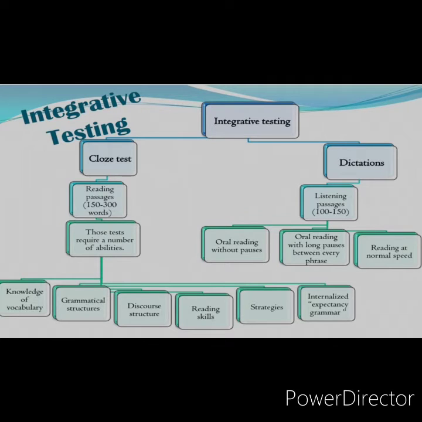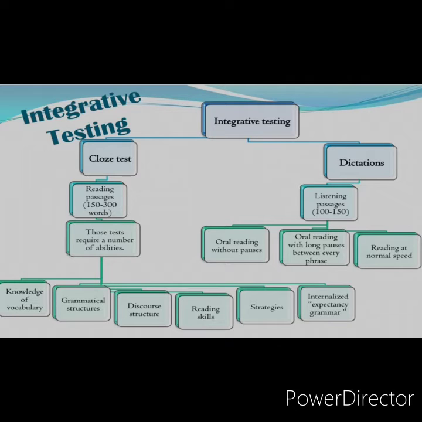Here you can see that integrative testing is differentiated into two: again, cloze test and dictation. With this one, teachers create 150 or 300 words in which they roughly delete every seventh or ninth word, or, as I mentioned earlier, sixth word, and test takers are required to supply words to those blanks.